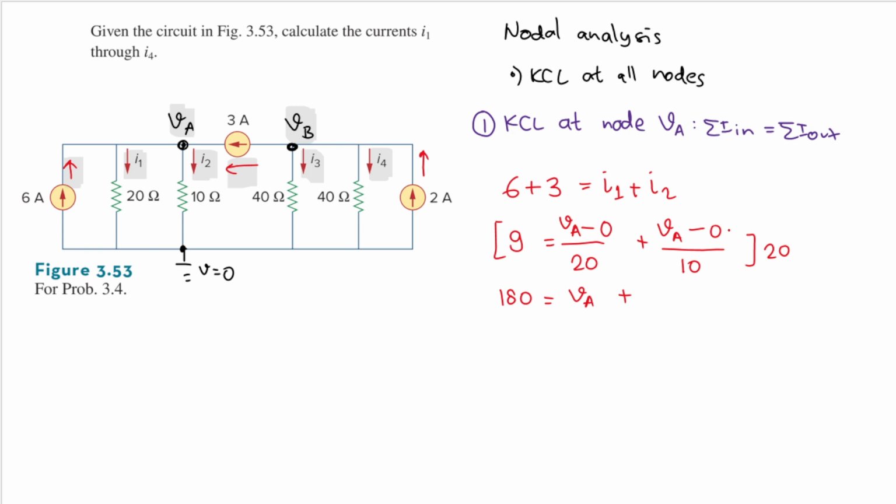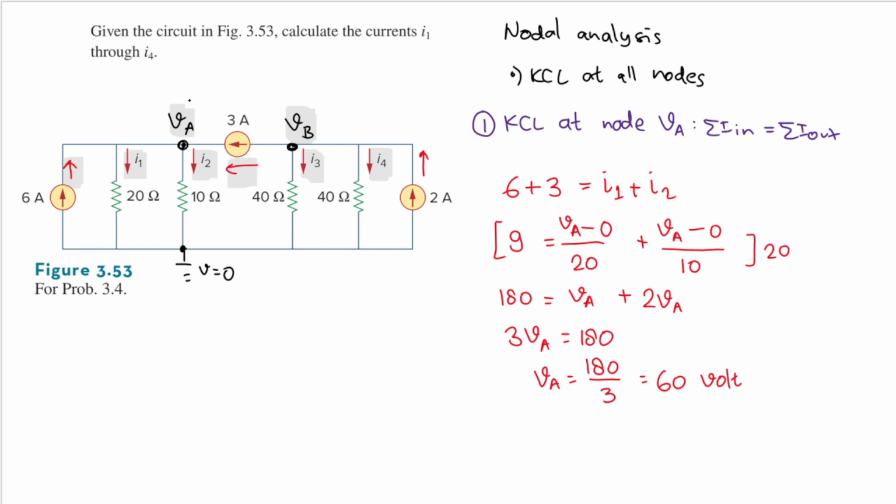Okay, and then 10 and 20 will cancel into 2, and 2 multiplied by VA minus 0 will be 2VA. Okay, that is good. VA plus 2VA will be 3VA. And let's move this 180 to the right-hand side. So we'll have 180, and then VA is equal to 180 divided by 3. So VA is equal to 60 volt, which is a very nice value here.